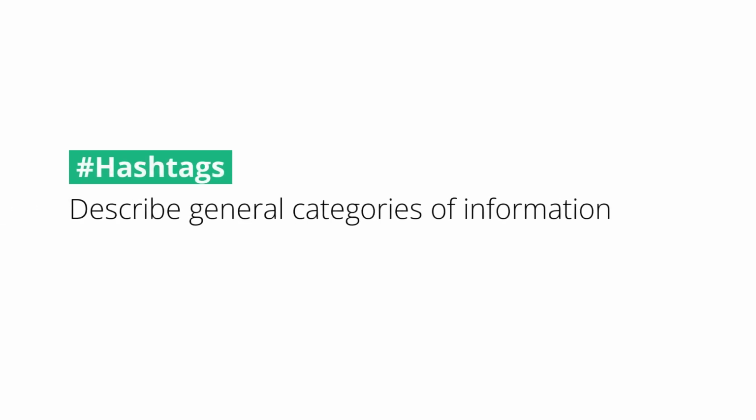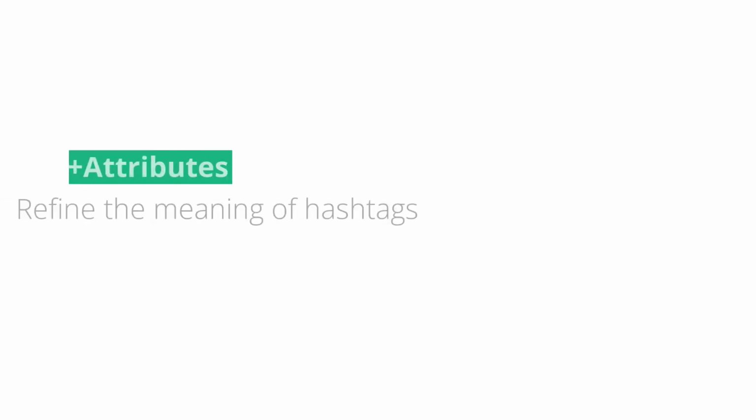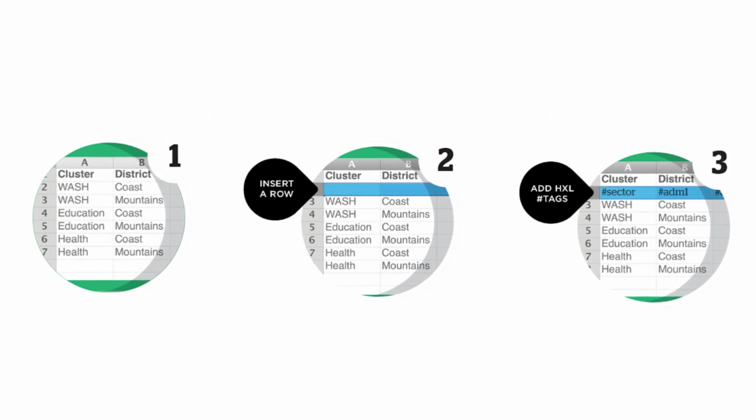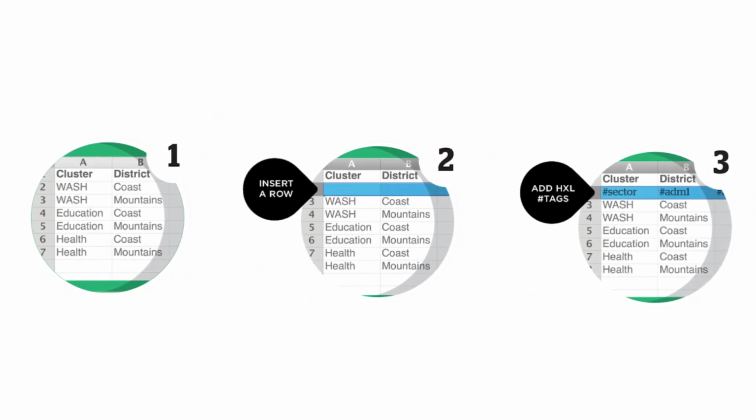The Hexel hashtag is a general category of information, like a country or population. The Hexel attribute refines the meaning of a hashtag to make it more specific, like the country of origin or the female population. Adding hashtags and attributes to your data is simple.